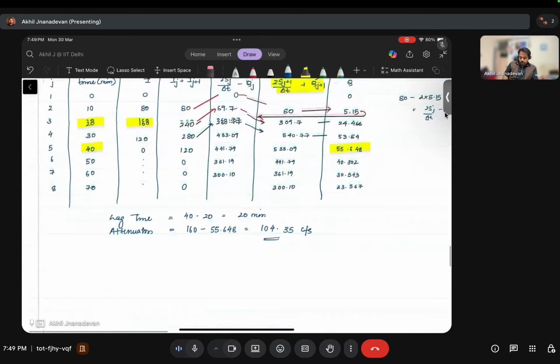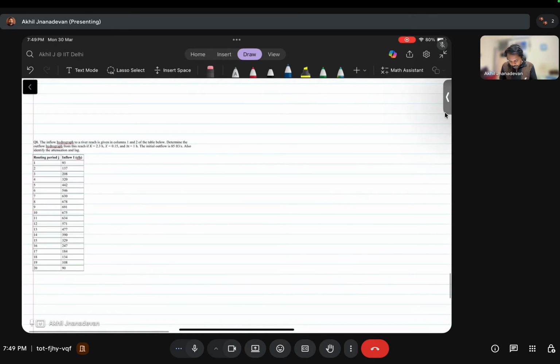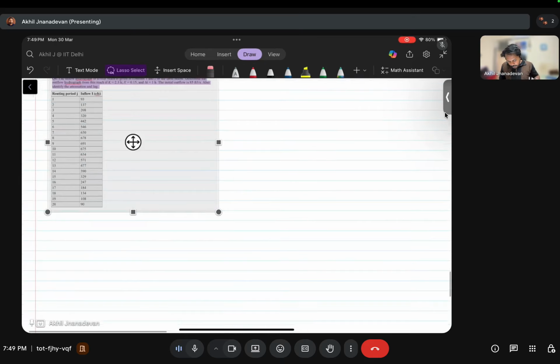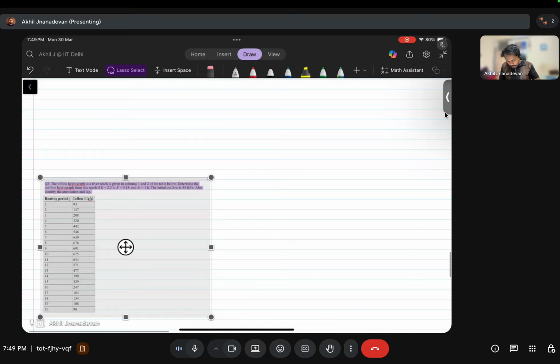Now we can go to the next question, the Muskingum method of flow routing. This is the last question, then we will be closing this section.